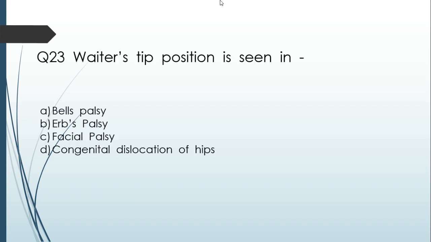Question number 23rd. Waiter's tip position is seen in: option A Bell's palsy, option B Erb's palsy, option C facial palsy, and option D congenital dislocation of hips. And its answer is Erb's palsy.